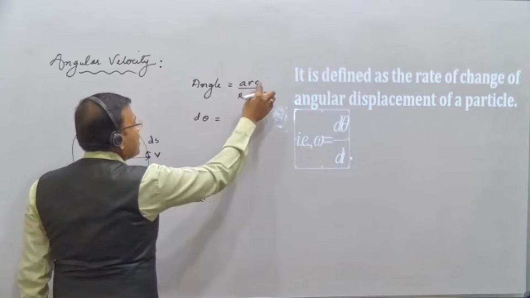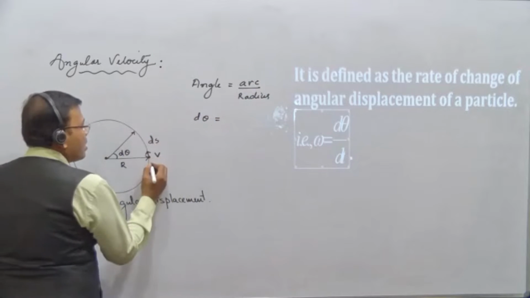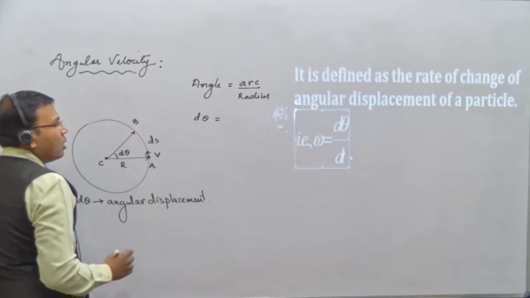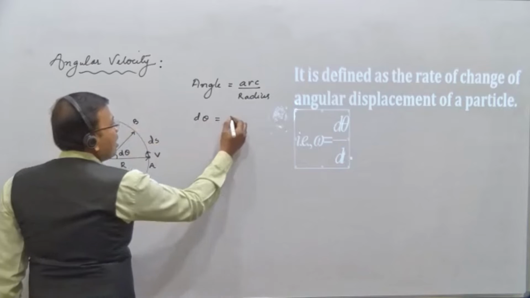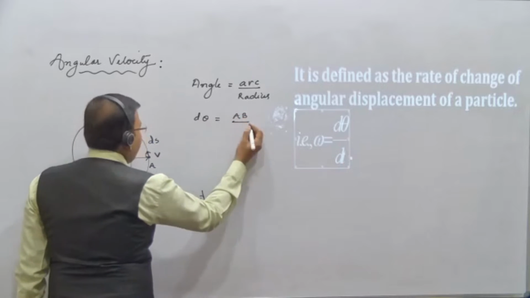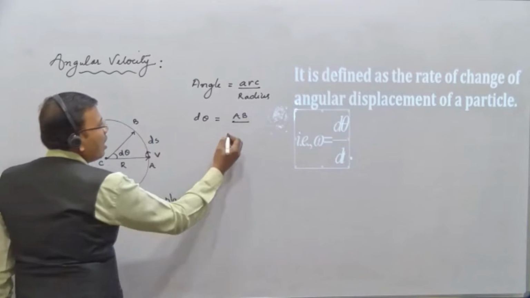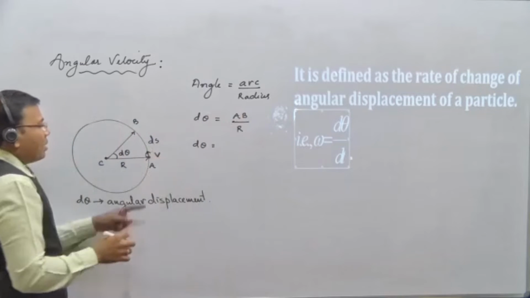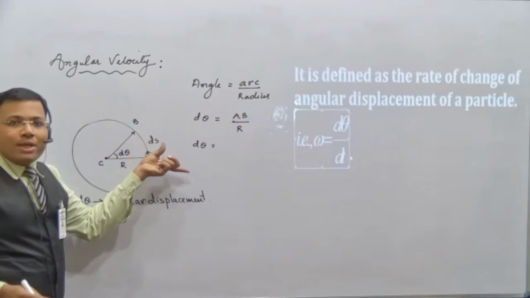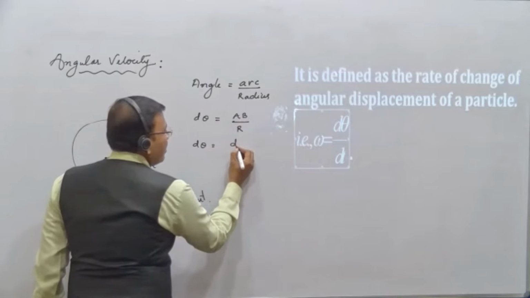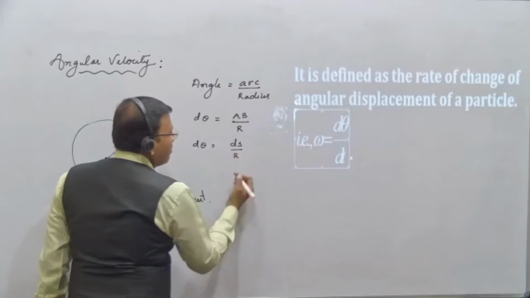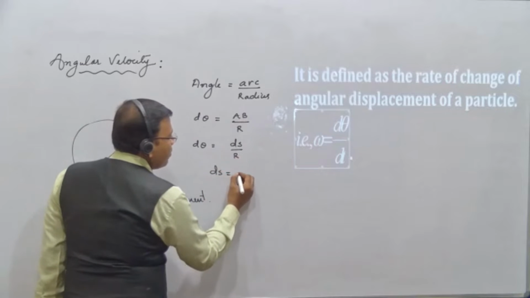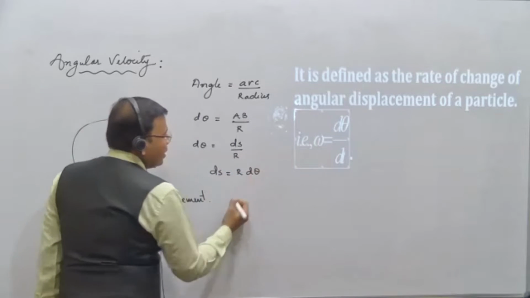That is equal to, what is the arc? Suppose the particle is moving from A to B, and this is the center. So AB is the arc, and the radius is r. Now this is d theta. AB we have considered as a small displacement, therefore I can write this as ds by r. Now just cross multiply: ds is equal to r into d theta.